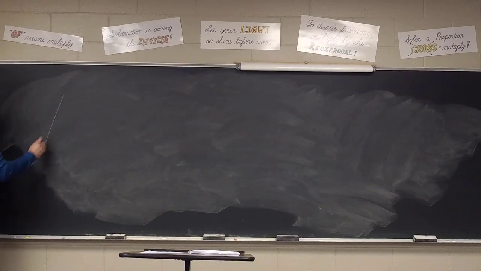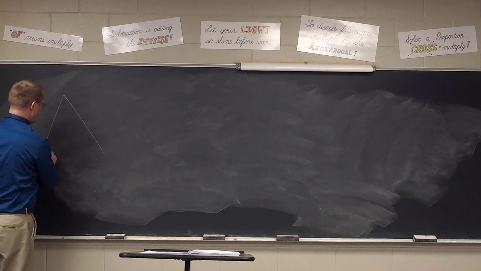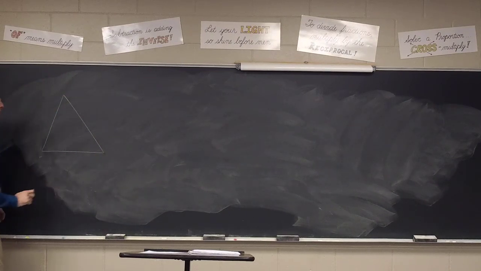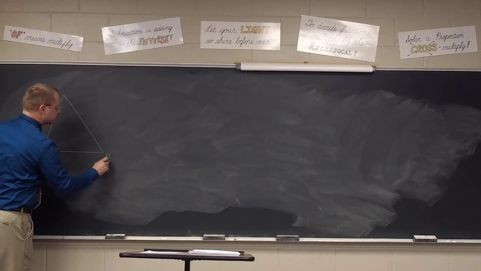All right, go ahead and draw an isosceles triangle on your paper. Draw it however you feel like drawing it. Tall, skinny, short, flat, whatever. Draw an isosceles triangle, and let's call it ABC.